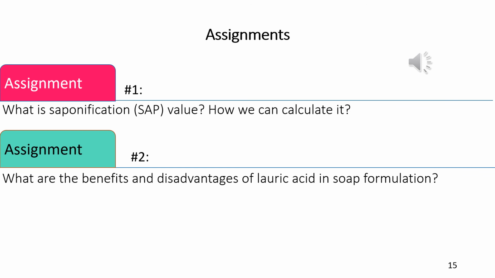Assignments. Assignment number 1: what is the saponification value, and how can we calculate it? Assignment number 2: what are the benefits and disadvantages of lauric acid in soap formulation?